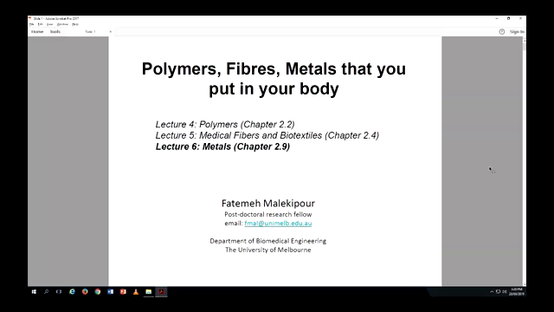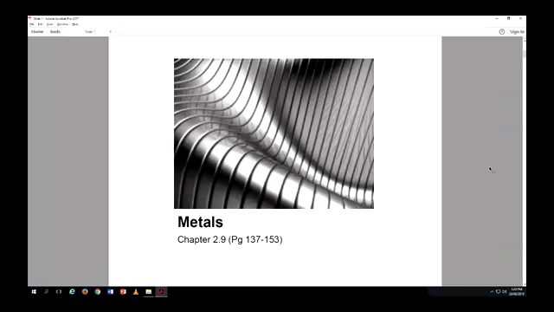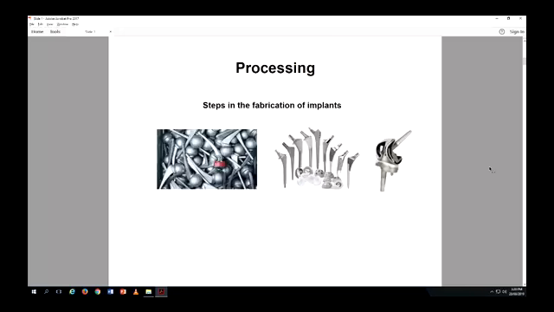Today we talk about the metals that you can put in the body. So after polymers and fibers, metals are the most important ones as well. A lot of the implants, hip implants, dental implants, a lot of them are made of metal. This is the reading pages.